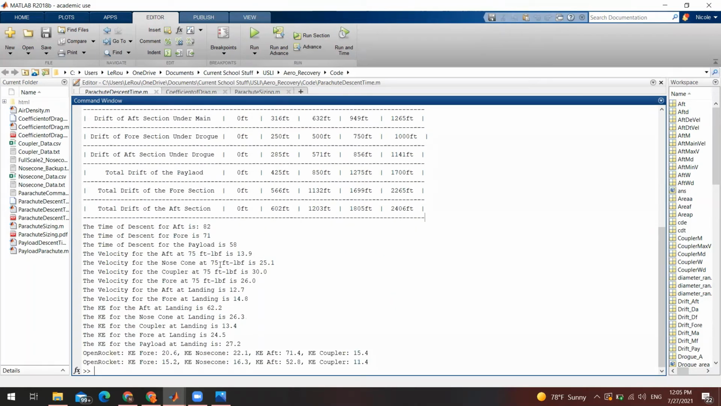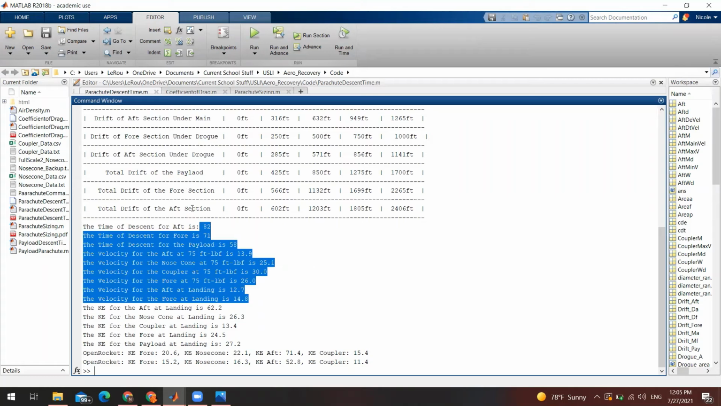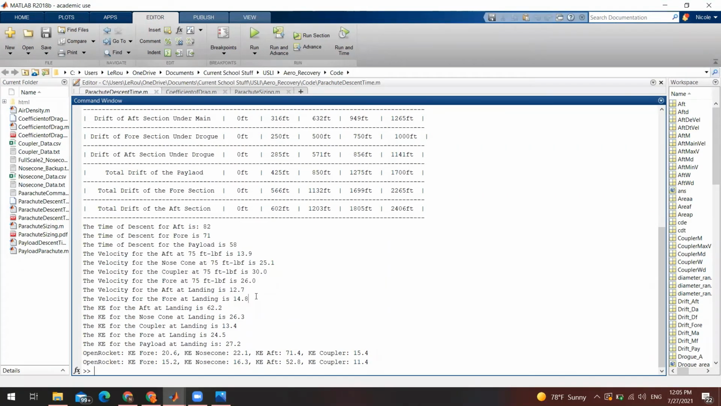So the other things that it posts out here is the total time of descent for the aft section, the fore section, and the payload. As you can see, all of those are below 90 seconds, which is great. This is the velocity of the nose, or of the various sections at landing, and so that's an important thing to know.